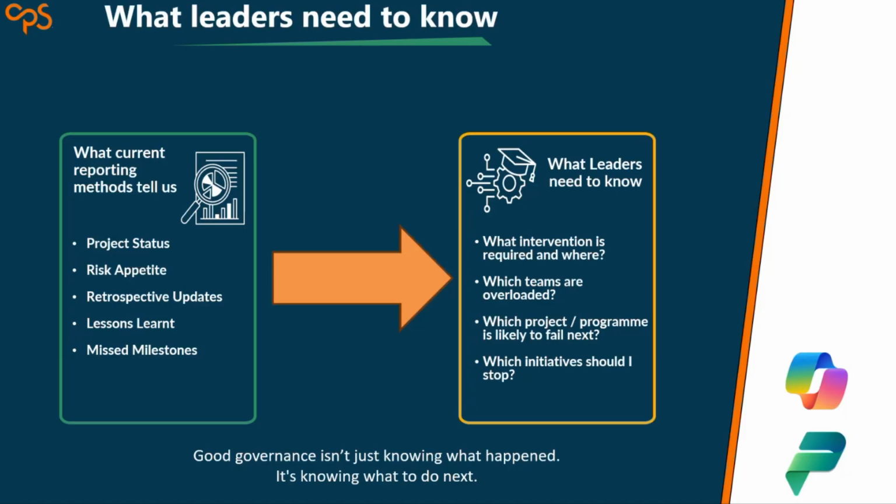So they need to know what intervention is required and where it is required. They need to know which teams are overloaded, how they can support with the resourcing constraints, which skill sets they need, which skill sets they have excess of, and where they could retrain individuals to pick up new skills and fix the hot spots within your resourcing charts. They need to know which projects and programs are likely to fail next, which is a really interesting conversation. So based on some data, what do we think might happen to the projects and programs that are currently green? Because if they're currently green, they're often ignored.